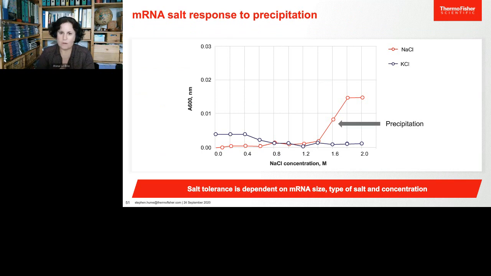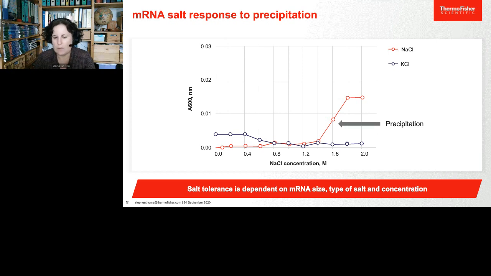I come to technical things. When you start to work with this resin, we always advise to first check the tolerance of the RNA to the salt. For example, we tested NaCl and KCl, the very typical ones, and it's very interesting to know exactly what concentration of salt will be tolerated by your mRNA.